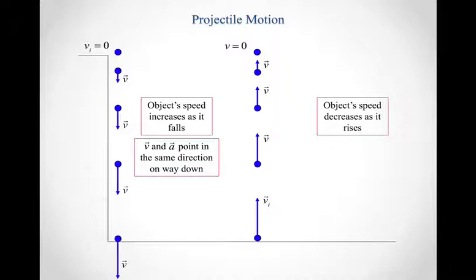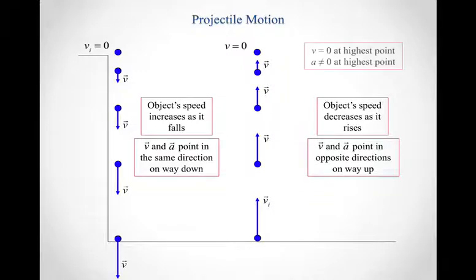The object speed is decreasing as it rises, and of course that's because the acceleration still points down, and so the velocity and the acceleration vectors point in opposite directions as my object is traveling on its way up. Now, it's easy to forget, but it's the velocity that's zero at its highest point for something that's traveling straight up and down, and the acceleration is not. So the acceleration still points down even when your object is at its highest point.